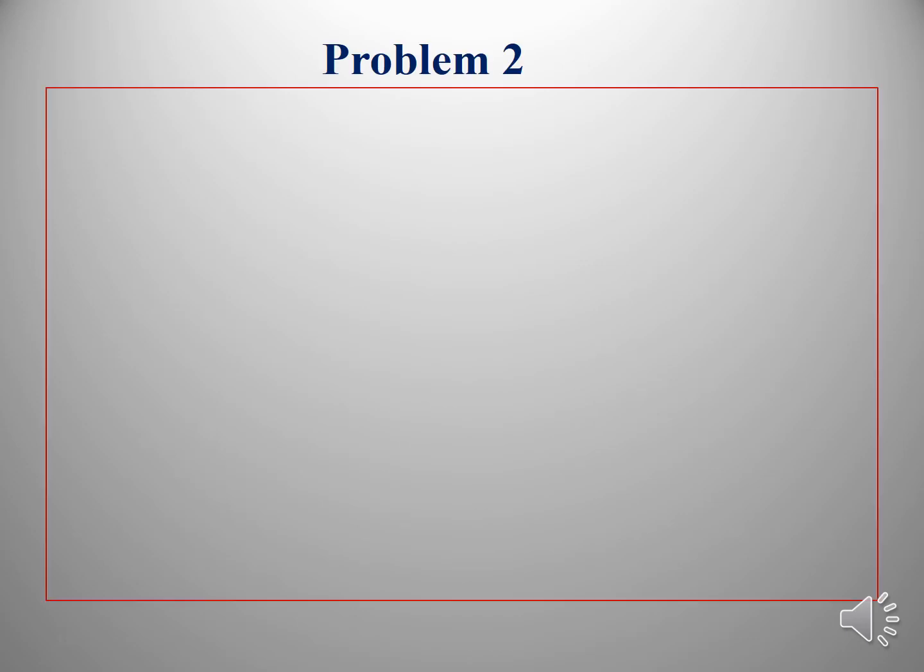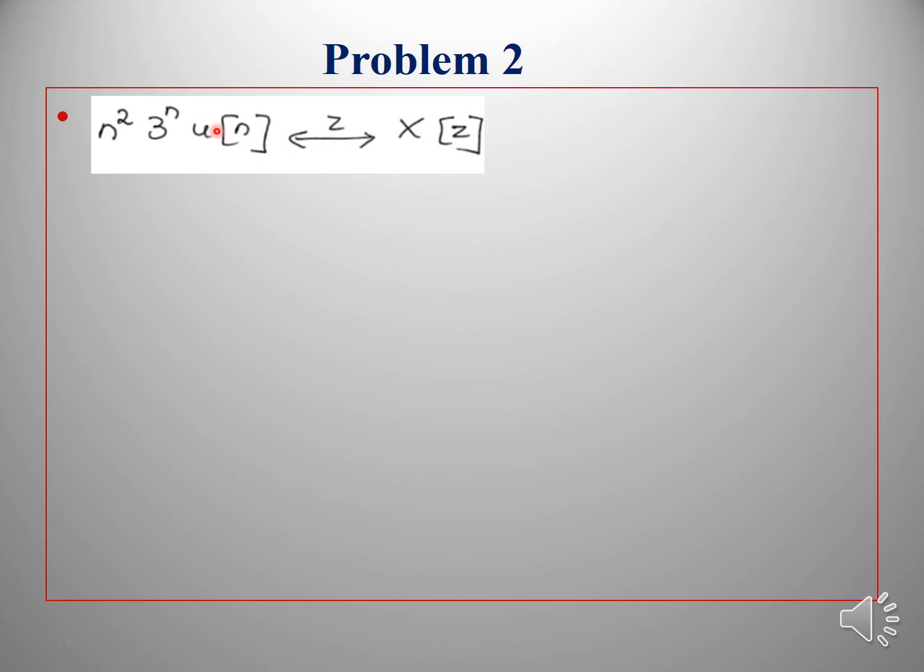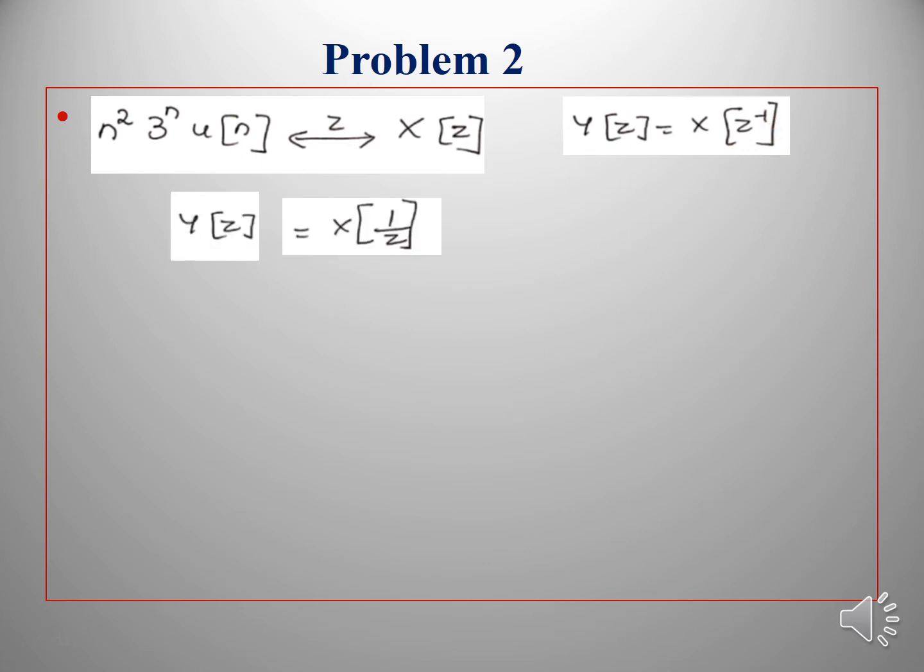Let us go on to the second problem, given by n square 3 power n u of n has a z transform given by x of z. Determine y of n if y of z is going to be equal to x of z power minus 1. So, y of z would be rewritten as x of 1 by z, and considering the property of time reversal, we have it as x of minus n is equivalent to x of 1 by z.